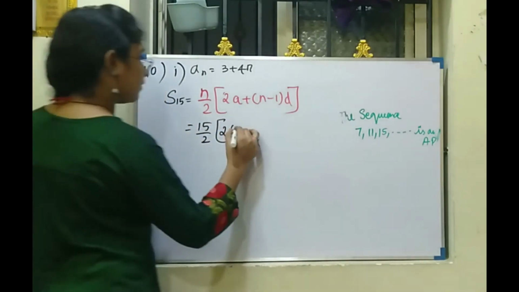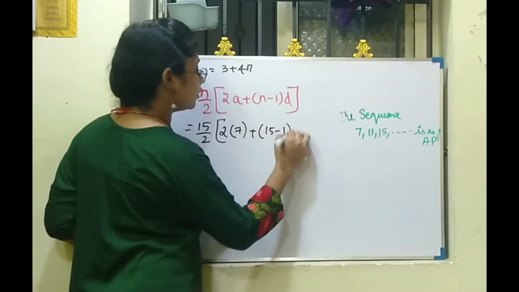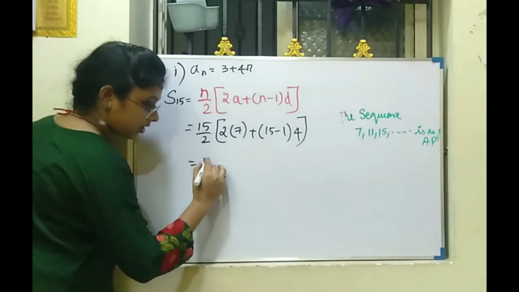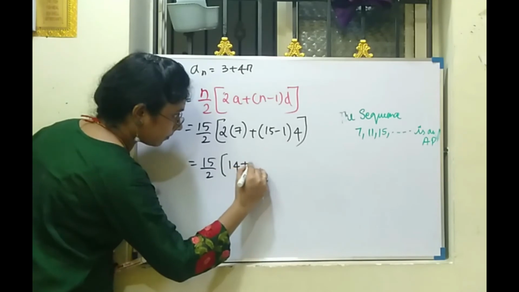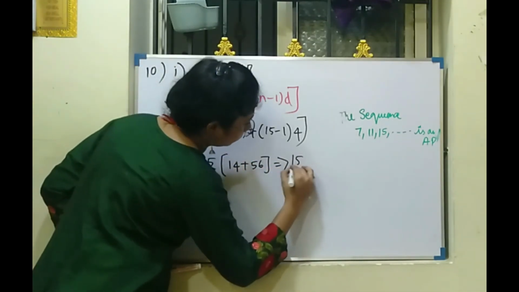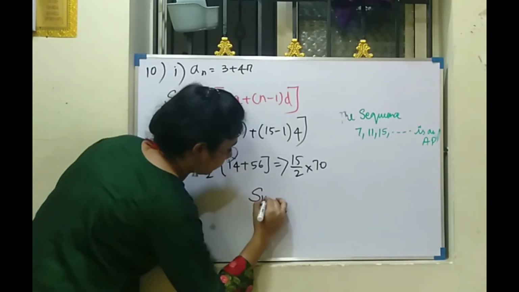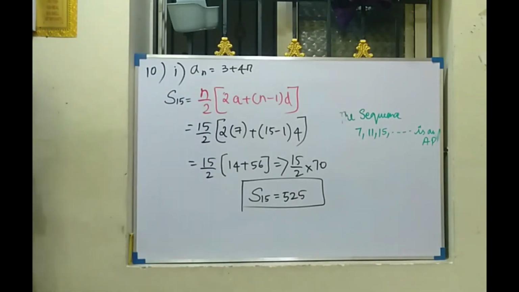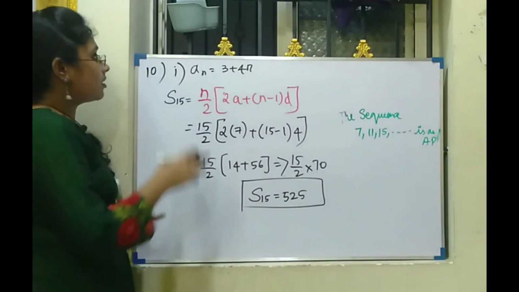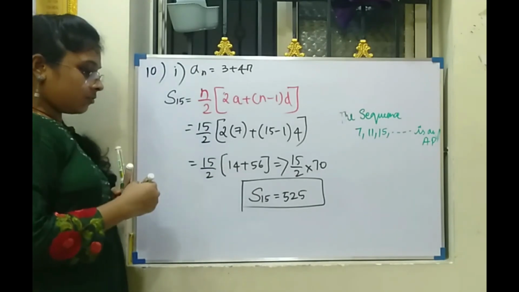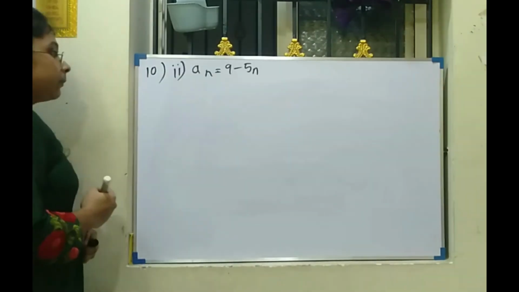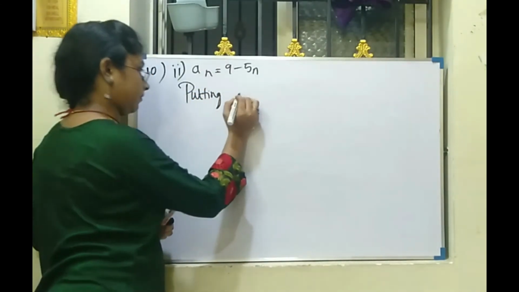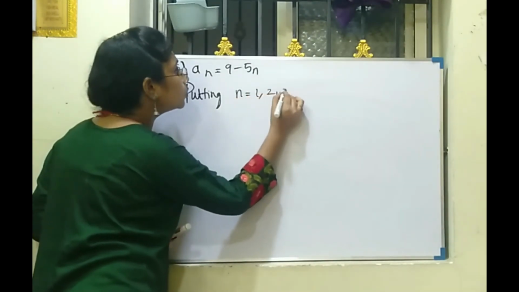My a will be 7, n will be 15 and d will be 4. By substituting this, I get S15 is equal to 525. Okay, this is for the first equation. Now let's move on to the second part of the question. In this sum also we need to put the value for n, by putting n is equal to 1, 2, 3 and it goes on.